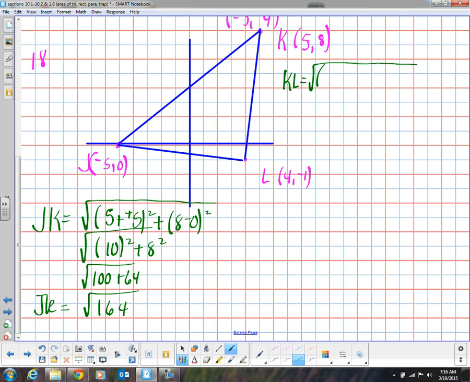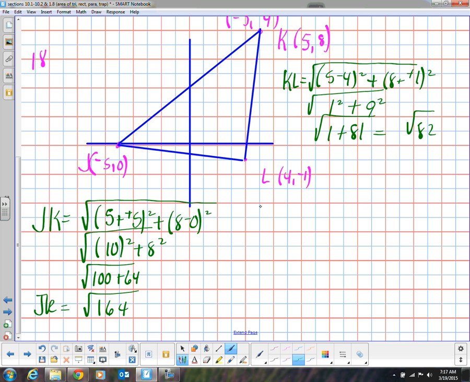KL is going to be 5 minus 4 squared plus 8 minus -1 squared. 5 minus 4 is 1 squared. 8 minus a -1 is 9 squared. So that's going to be 1 plus 81, or the square root of 82. Is it equilateral? No. We already know it's not equilateral.